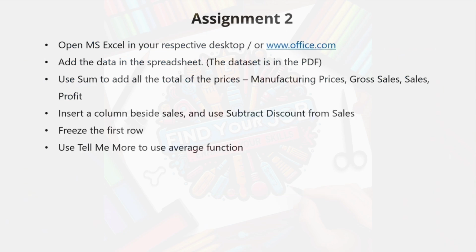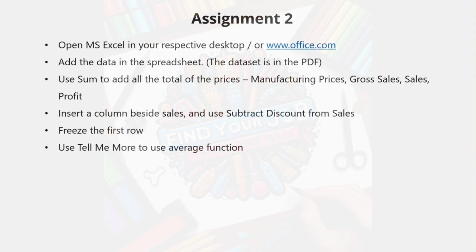Now, assignment part 2. Last assignment, you remember we had copied a data set in Microsoft Excel. We are going to be working with the same data set. What you have to do is, one, compute the prices of manufacturing, gross sales, sales, and profit. You have to use the formula, and when you are clicking a screenshot, make sure you're clicking the screenshot with the formula. So not with the end result, but with the formula as well, because what we want to see is how much you've understood the formula.